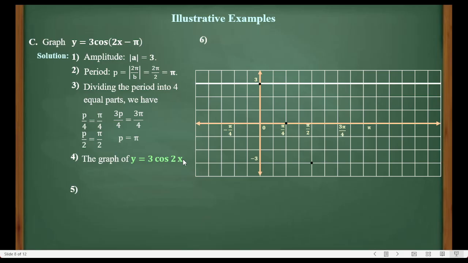So that is 3 pi over 2. Okay? This is where you plot the point. Then for p, which is pi, substitute to this equation. So cosine of 2 pi is actually what? 1. Times the coefficient 3, that is equal to 3. So we plot the point here.